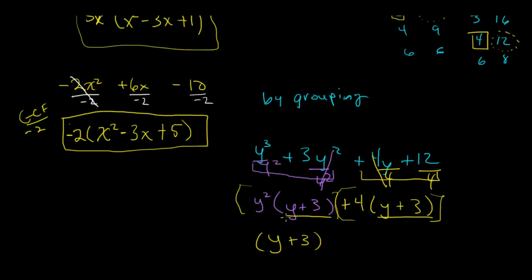And when I do that, I'll divide y plus 3 here on the first term, and y plus 3 over y plus 3 is 1. I'm left with y squared. And in the second term, I can divide out y plus 3 again, and again I have a factor of 1, and when I divide that out, I'm left with 4. And so here is the factored form: y plus 3 times y squared plus 4.